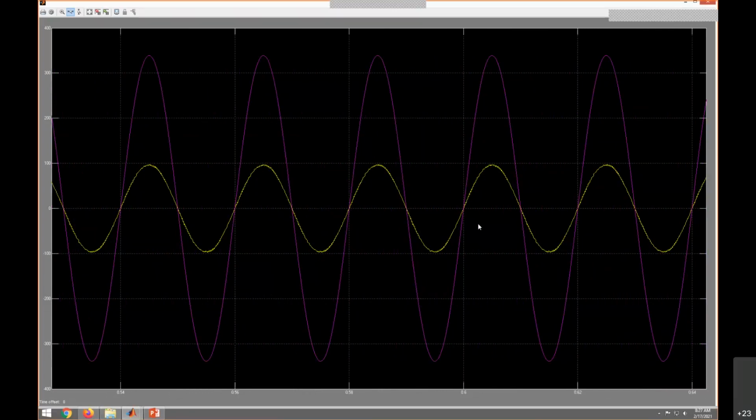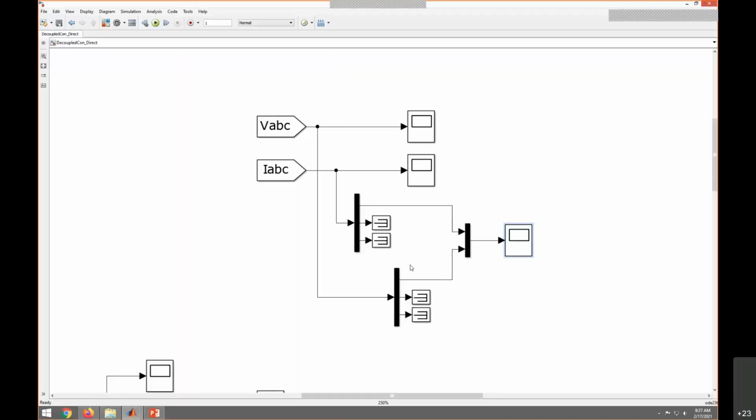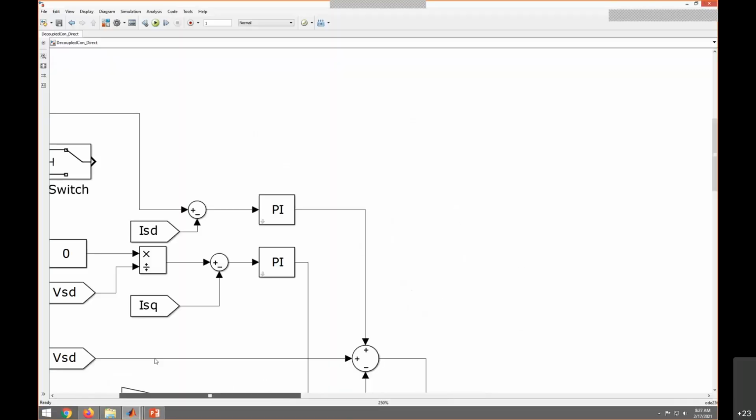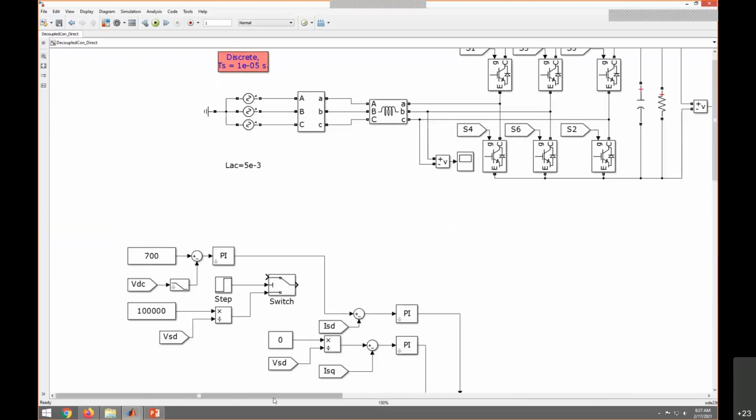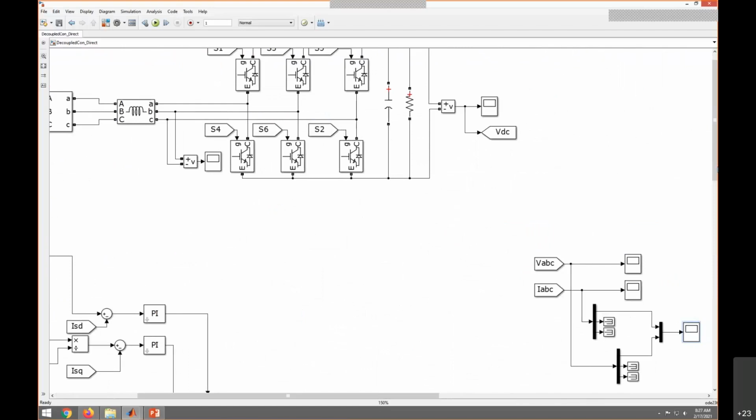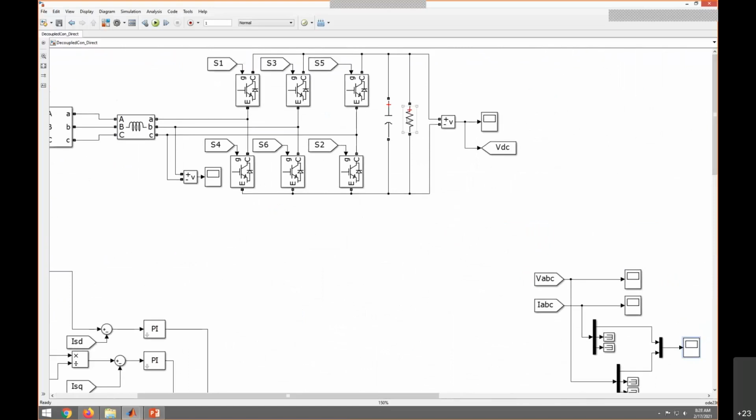Okay. Yeah. So currents are sinusoidal and are in phase. Okay. So next thing is, this resistor.